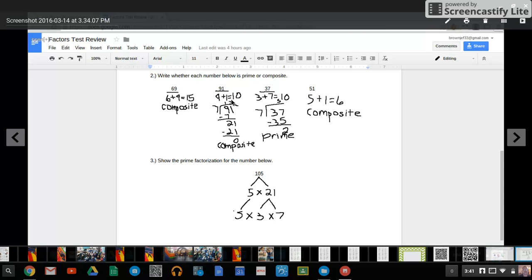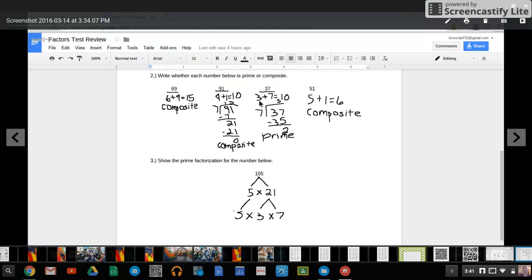When I did 91, 2 did not work again because it's not even. When I added the digits, 3 wasn't going to work either. So 5 didn't work because it doesn't end in 5 or 0. So then I actually divided it by 7, and 7 divided in evenly. So that's a composite number. It has 7 as a factor.